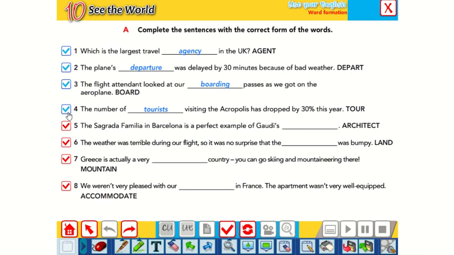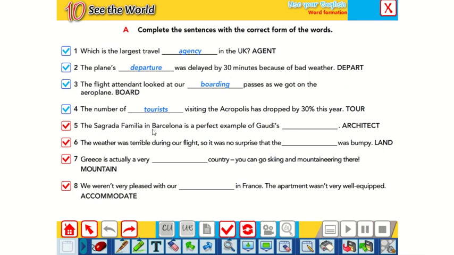The fifth sentence: the Sagrada Familia in Barcelona is a perfect example of Gaudi's space architect. Architect here is the person who designed buildings. Architect is a noun, the person who designed buildings. And we can form another word from architect: architecture.